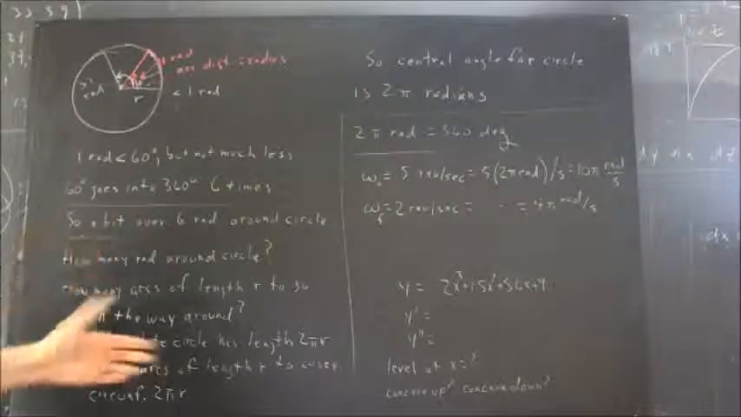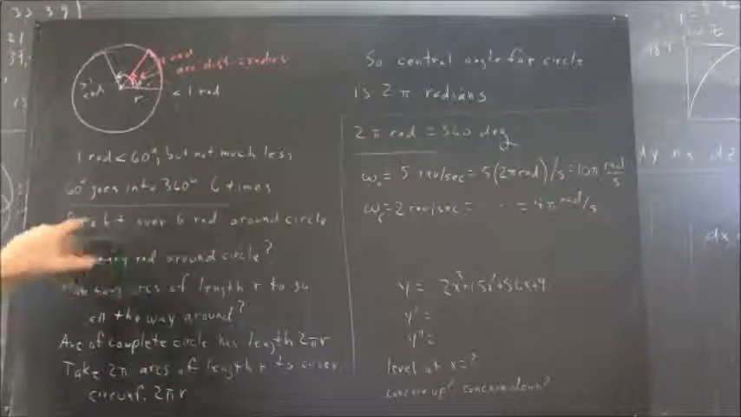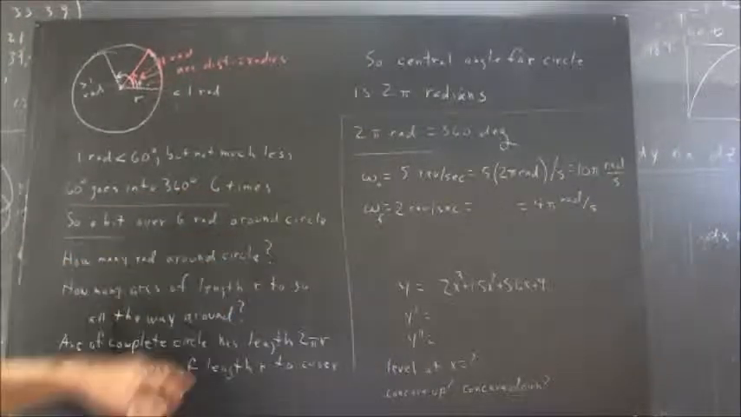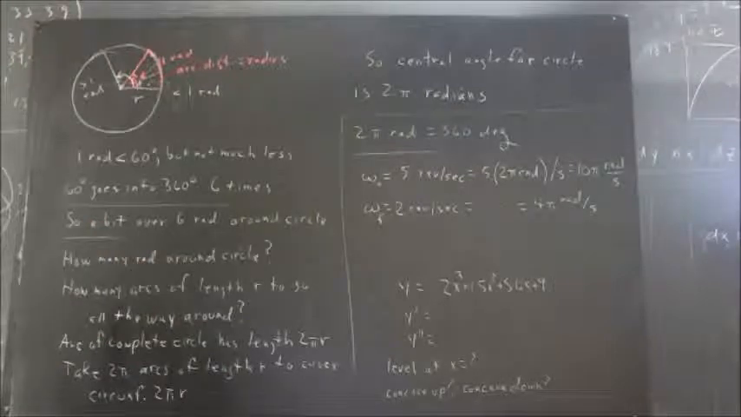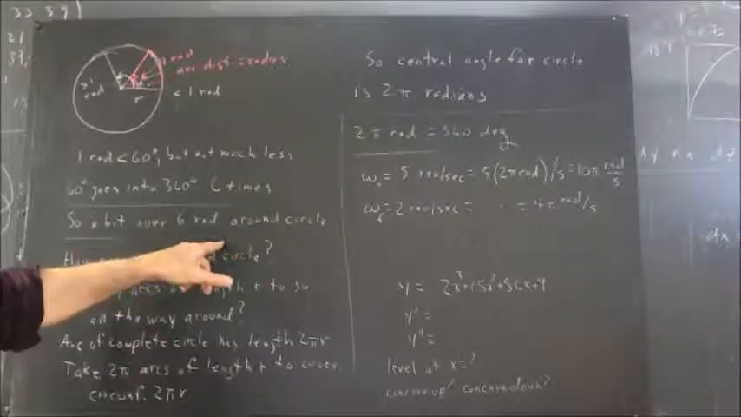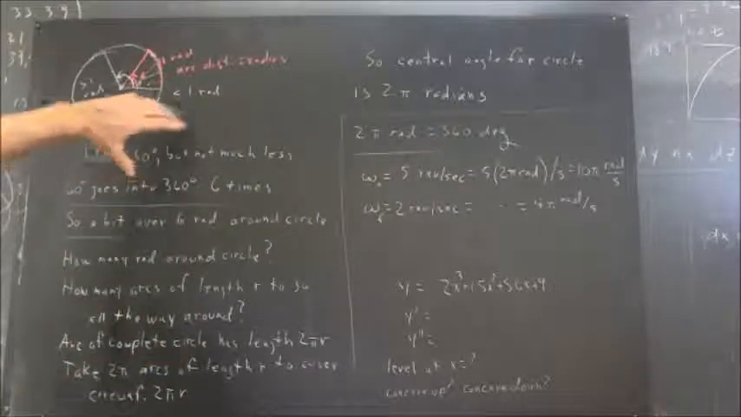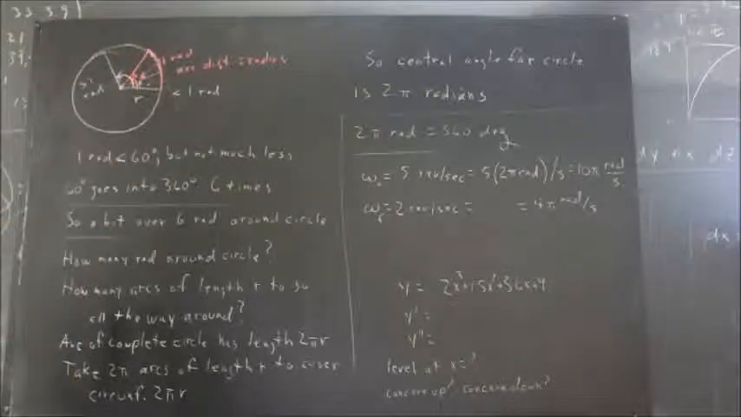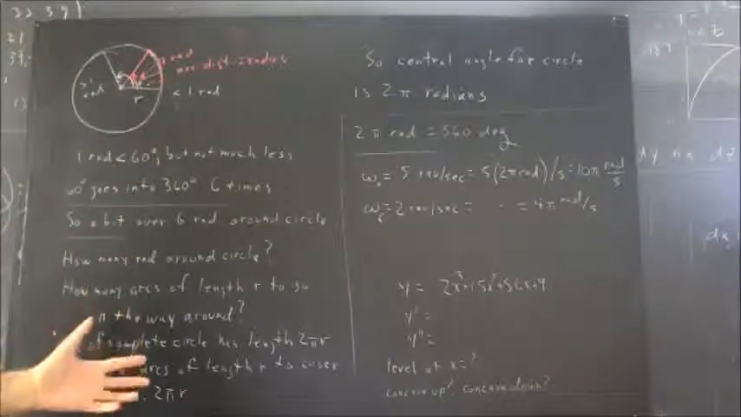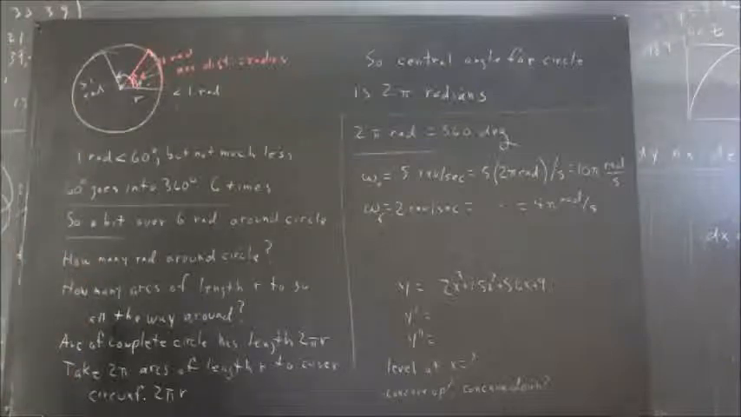So 6.28 is a little more than the 6. We said it's a bit over 6 radians around the circle. Now it's approximately 6.28 radians, and that's a bit more than 6. So that's consistent with what we've seen and what we should understand about a radian. And you should be able to explain this anytime, any place.